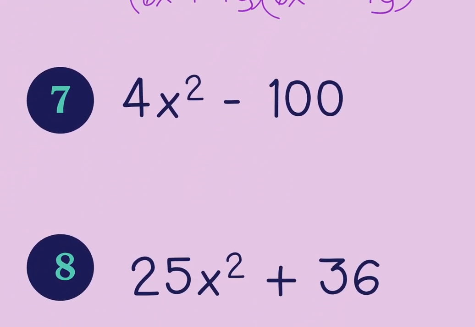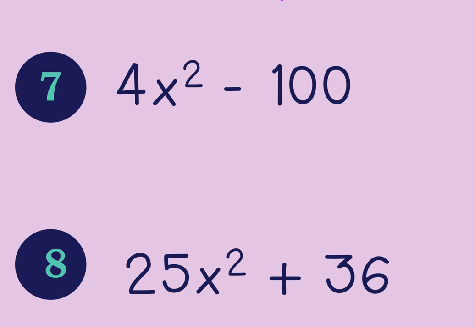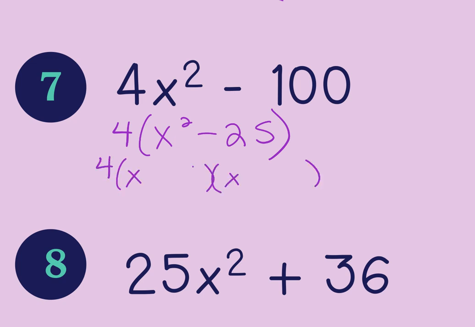Now this one's actually tricky because what else do you notice about 4 and 100? You can actually factor out the greatest common factor from there first. Because 4 goes into itself once, into 100, how many times? 25. So if I take out a 4, I get x squared minus 25. And then that's the difference of two squares. It's 4, x and x, 5 and 5. One gets a plus and one gets a minus.